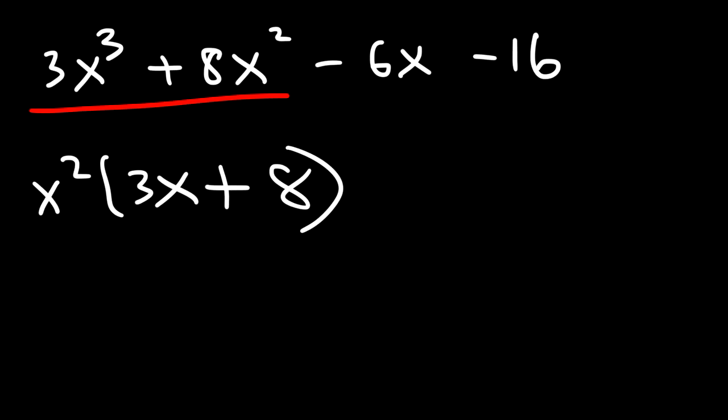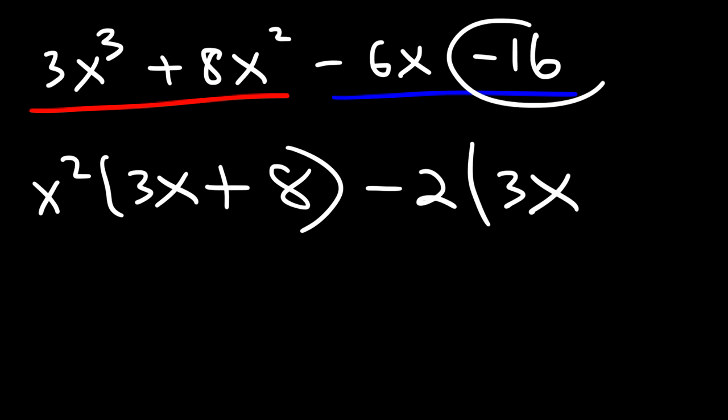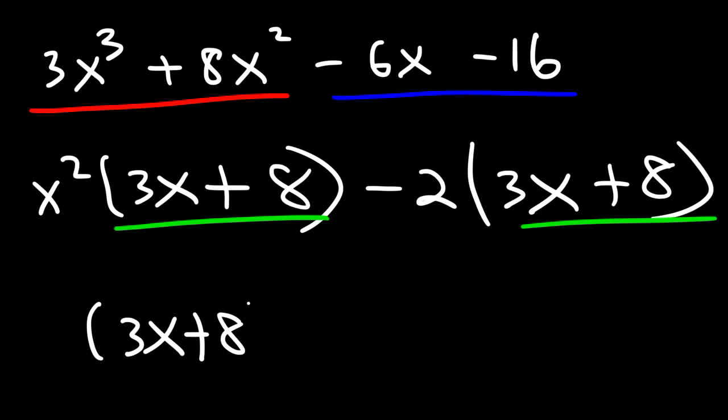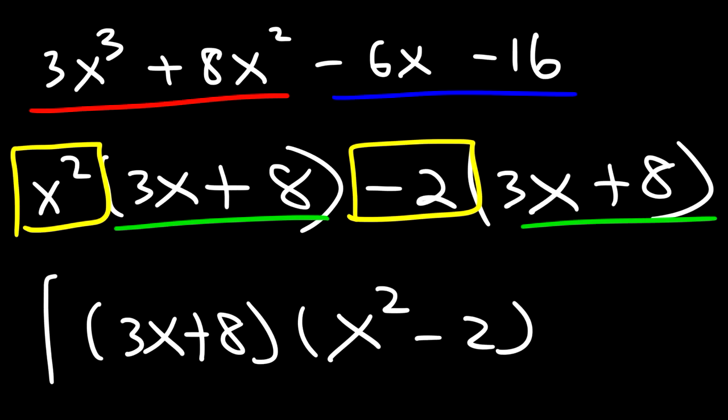Now for the last two terms, all we could take out is a negative 2. Negative 6x divided by negative 2 is positive 3x. Negative 16 divided by negative 2 is positive 8. So now we have a common factor, which is 3x plus 8. What we see on the outside, x squared minus 2, we're going to put that in here. And so this is the answer.